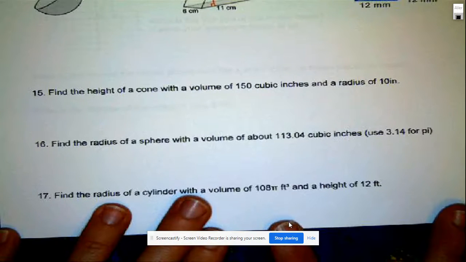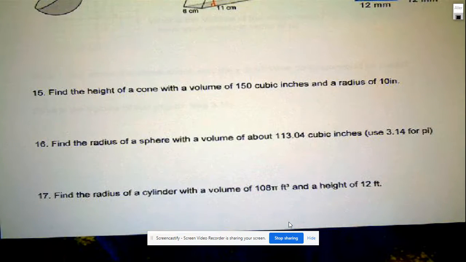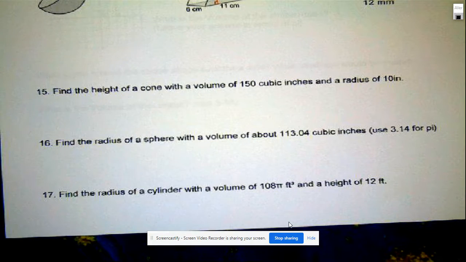Okay, so number 14, we're going to skip. I'm going to just post those answers and scan them in for you, make those images a little bit bigger.